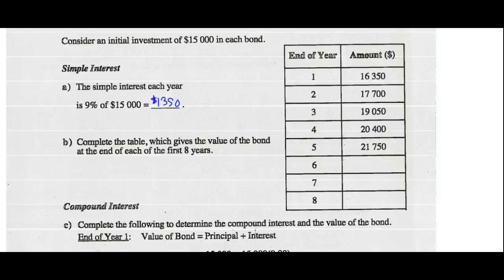So in year 6, $21,750 plus $1,350 gives us $23,100. And add another $1,350 and we get $24,450. Add another $1,350, we get $25,800 after 8 years.